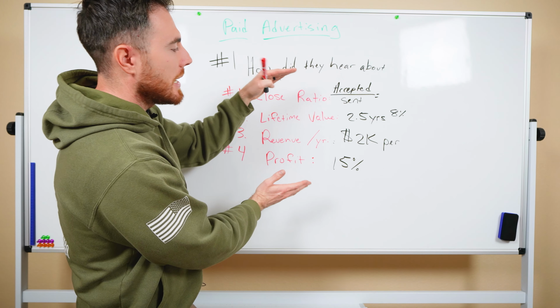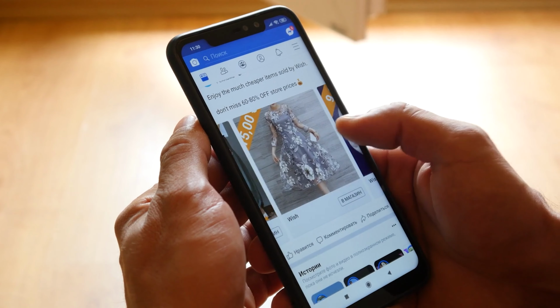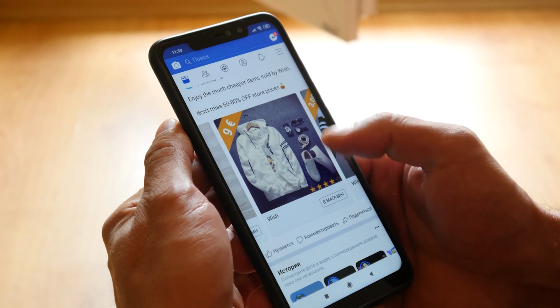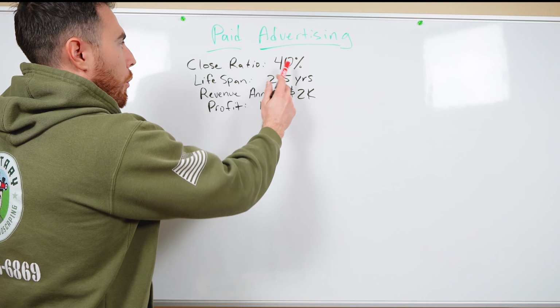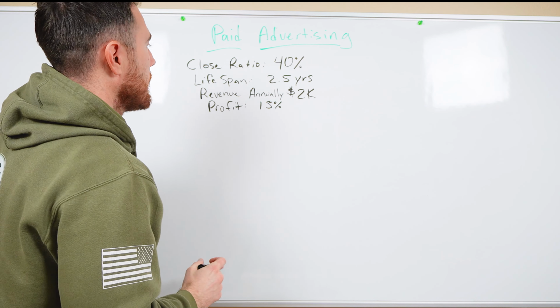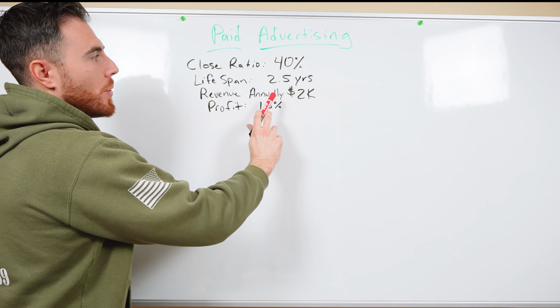We have this data here because right now we are actually running Facebook ads, so we're gonna use a real scenario. I just summed it up here. These are actually real numbers from our business. So we have a 40% close ratio, a 2.5-year lifespan for every customer, revenue annually from our customers of $2,000 a year, and we have our profit at 15%.